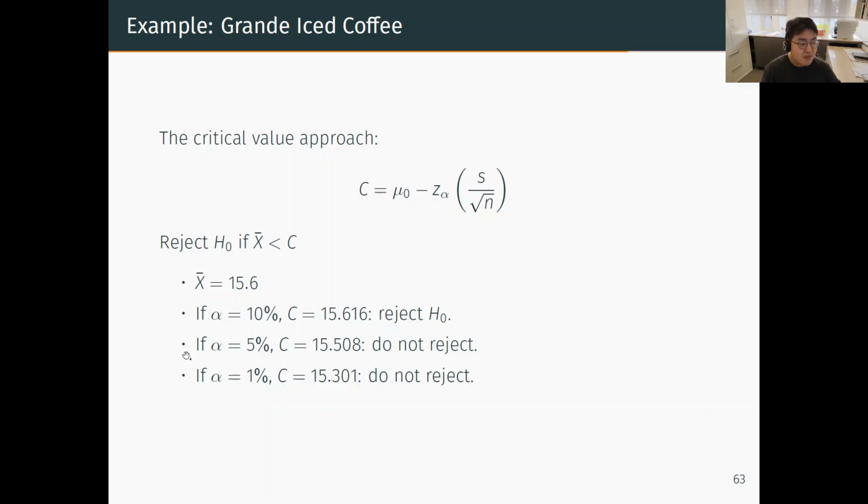Starbucks. Okay. But if alpha is 5% or 1%, that means you are more generous. So your margin is much larger, so your threshold is much lower. So 15.6 ounces is sufficiently large given your thresholds at 5 or 1%. So you do not reject the null hypothesis in these cases. Okay. So this is how we carry out hypothesis testing with inequality, especially when we reject if the outcome is too small. Okay.